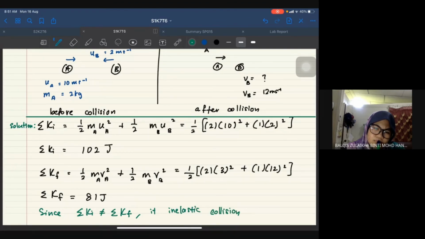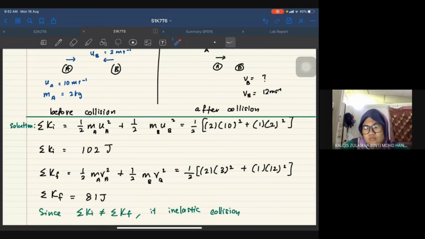Okay, so remember, elastic or inelastic has nothing to do with whether the object moves together or not. Tak ada kena-mengena. You have to forget about that lah. So the only way to determine whether it's elastic or inelastic, you really need to calculate Ki and Kf. Itu je. If this one is not equal, inelastic. If this one is equal, it is elastic. It's as simple as that.